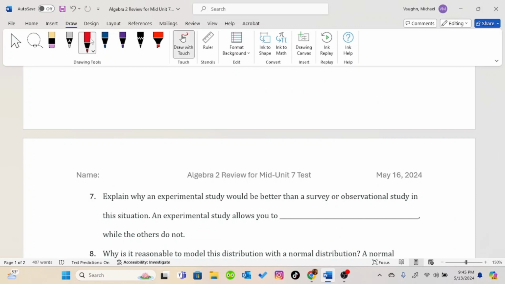Number 7. Explain why an experimental study would be better than a survey or observational study in this situation. Remember that an experimental study allows you to influence the variables while the others do not.